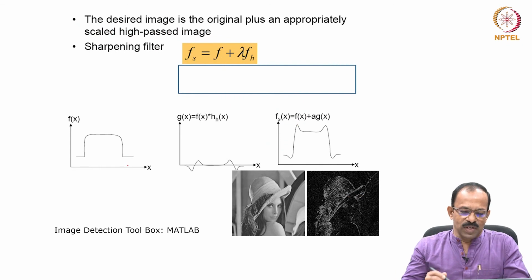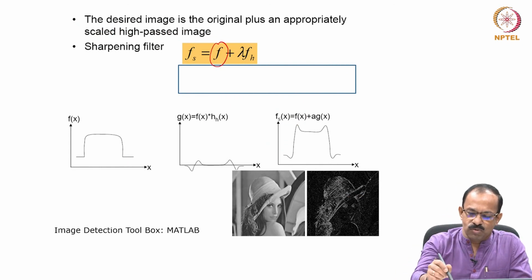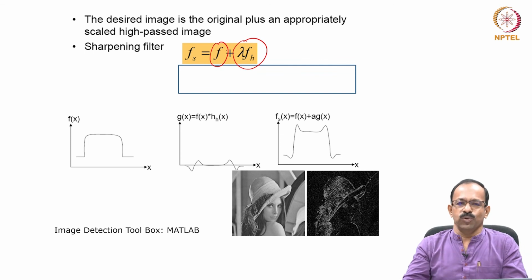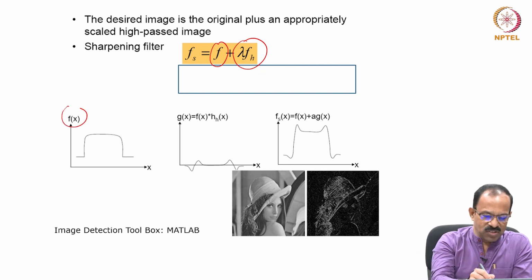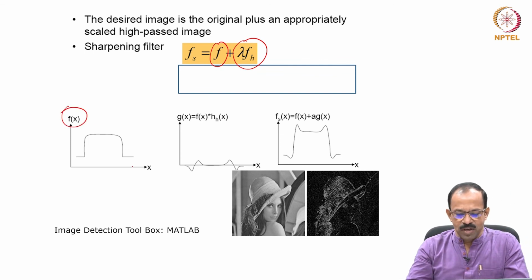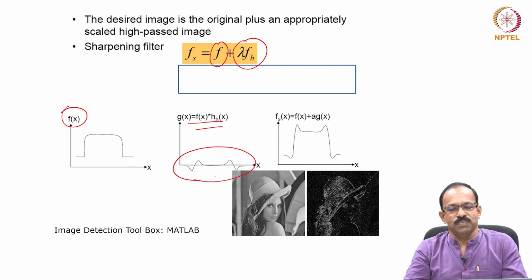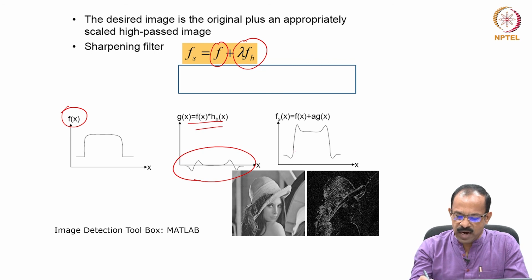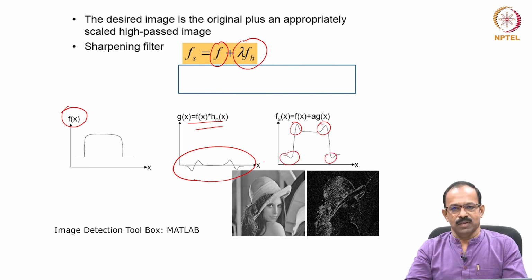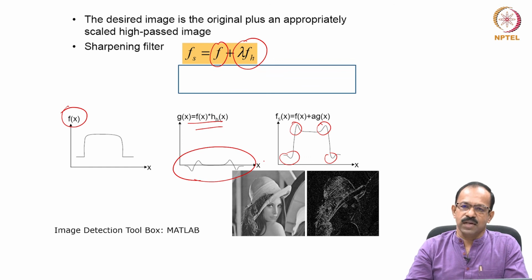So, this is the original one, and we will have a lambda fh added to that. Suppose this is the f(x), your original image. We will add something to this. This one is the added signal, and when you add that, these points will become much sharper. So, you will get sharper images at the edges. This is basically the image sharpening principle.